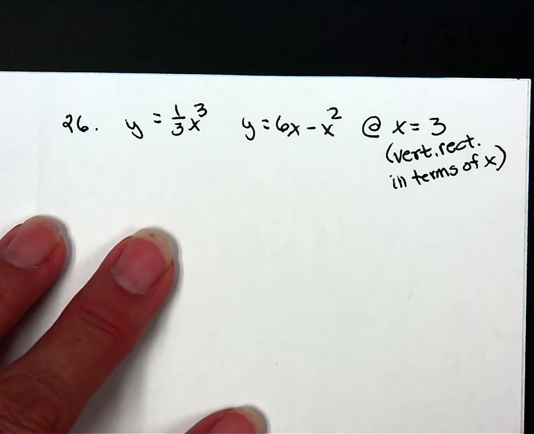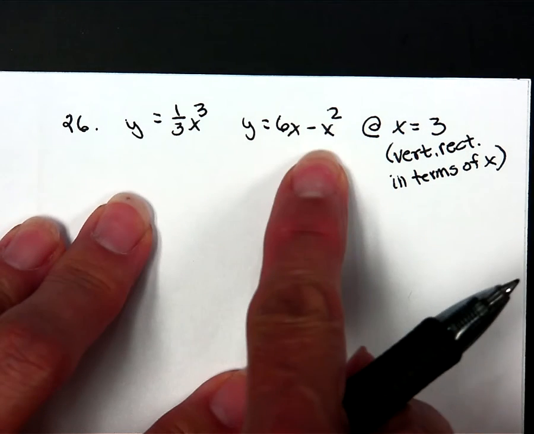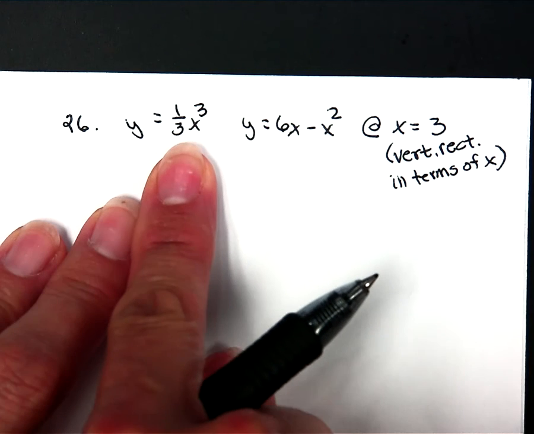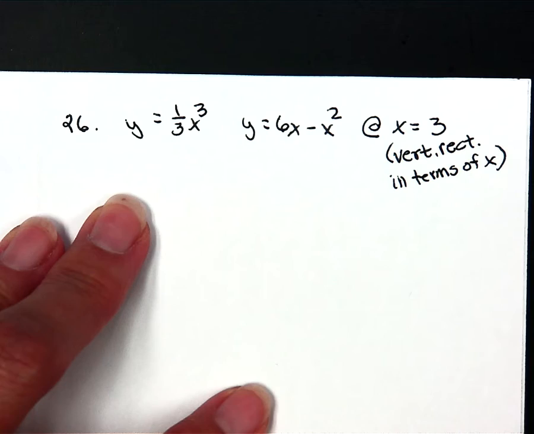I'm probably going to have to find points of intersection. I know that the second piece is a concave down parabola. The first piece, I know what x cubed looks like, but I need to find out where they cross so that I get my bounds of integration.